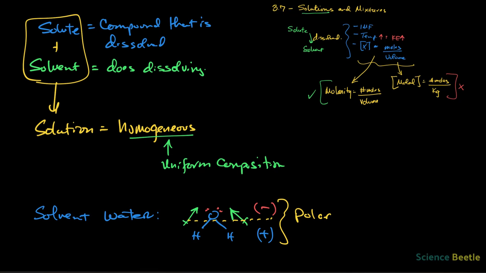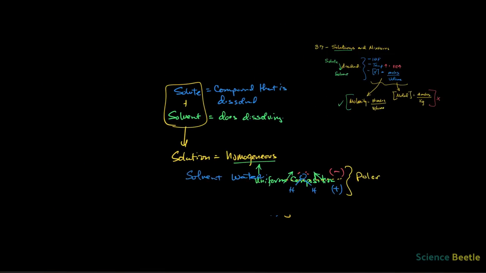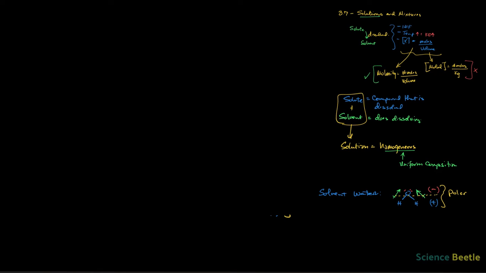Let me move some of the stuff over here from this side. Let's move it over to the right. All right, so since the main thing that we're going to do here is create a solution, let's explore how we do that. In order to create a solution, what you're going to need is obviously some kind of container. The most common container is a beaker, but you can also use a volumetric flask.